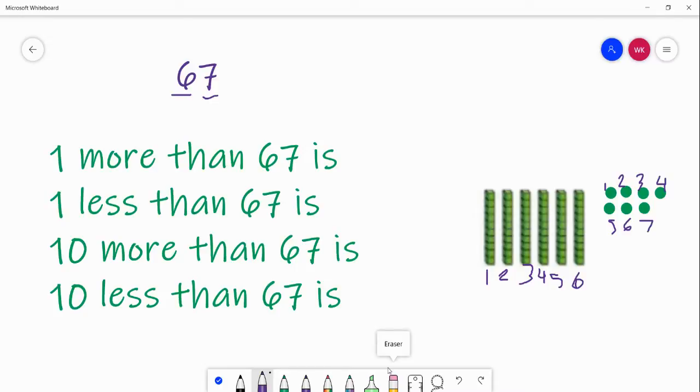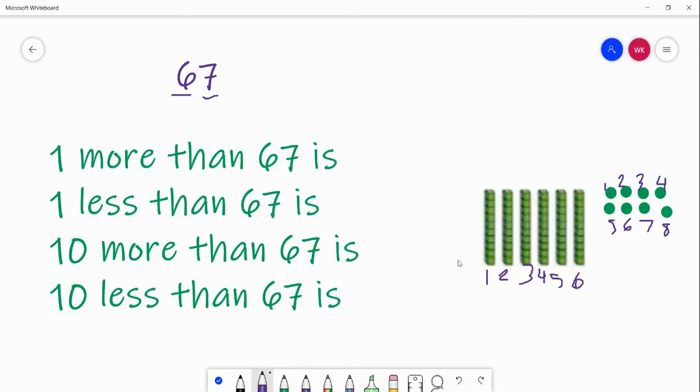All right. So now we're going to figure out what 1 more than 67 is. So we're going to be adding 1 ones cube in. There we go. So I'm going to add it right there. I'm going to put that we have 8 cubes or dots now in the ones place.